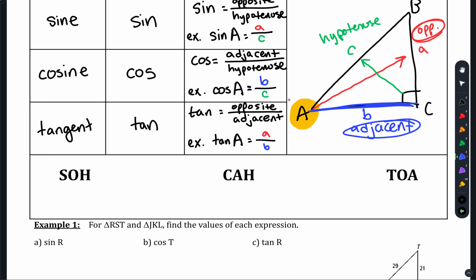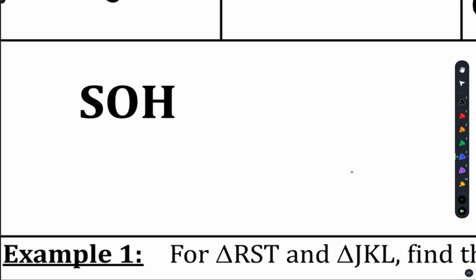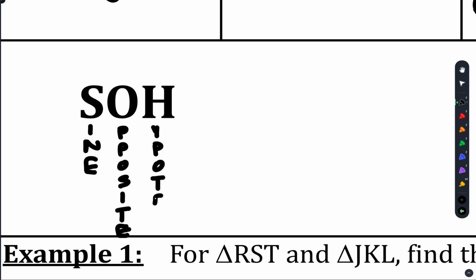It's SOHCAHTOA. It doesn't mean anything, but it's a little mnemonic device to help us remember these relationships. So let's go through what each of these letters mean. SOH is the first part. The S stands for sine, the O stands for opposite, and the H stands for hypotenuse. If I can fit it in here, I don't think I can. I'm going to try. Okay? So when I hear SOH, it reminds me that sine equals opposite over hypotenuse.